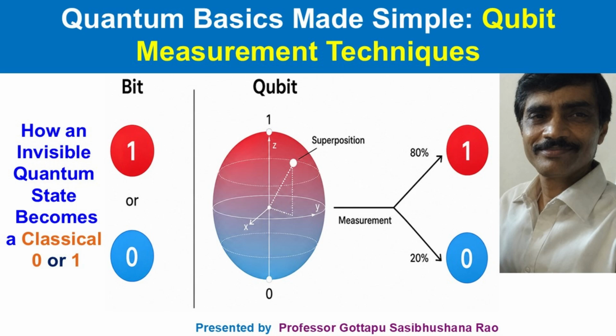Welcome to this presentation on quantum basics made simple, qubit measurement techniques. A classical bit can be either 0 or 1. But a qubit can exist in a superposition of both states. As shown in the figure, when we measure the qubit, we finally obtain a classical result, either 0 or 1. In this video, we will see how an invisible quantum state is converted into a measurable classical result.